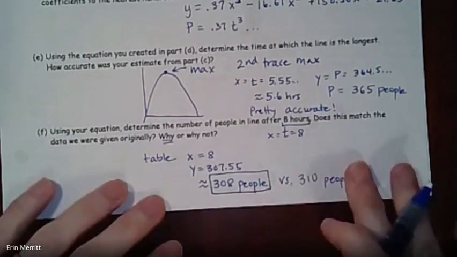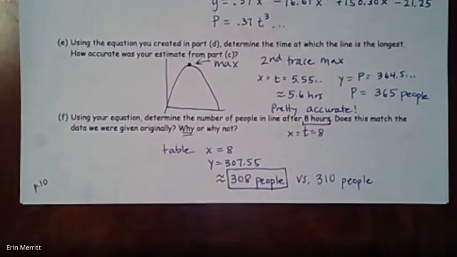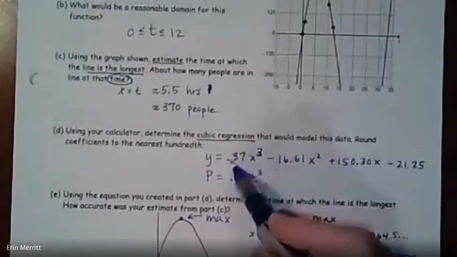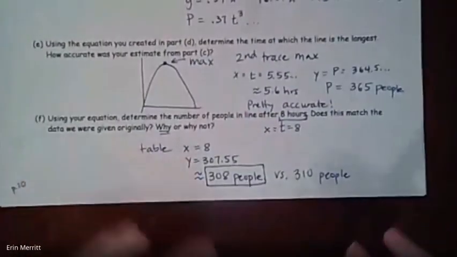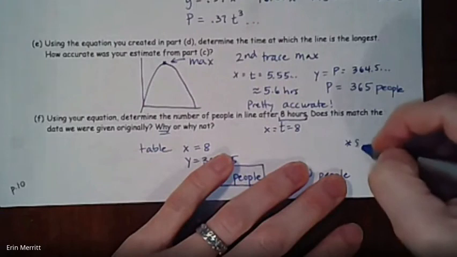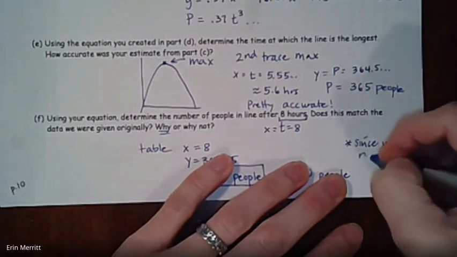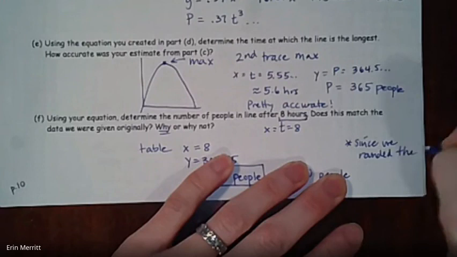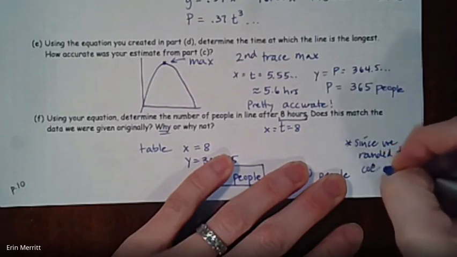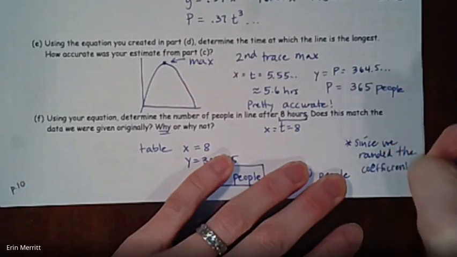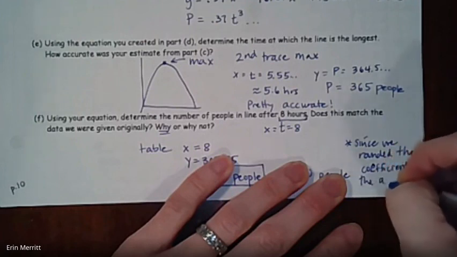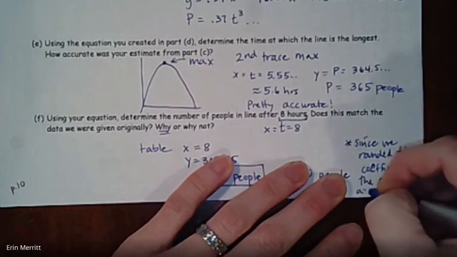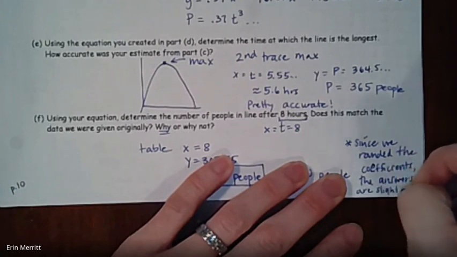But when it's saying, why does this happen? Well, we rounded our answers. The second we round our answers, or rounded these decimals, it's going to throw off our values a little bit, right? So since we rounded the coefficients, the answers are slightly off. They're still pretty good. They're still pretty reliable, but they're going to be a little bit off there.